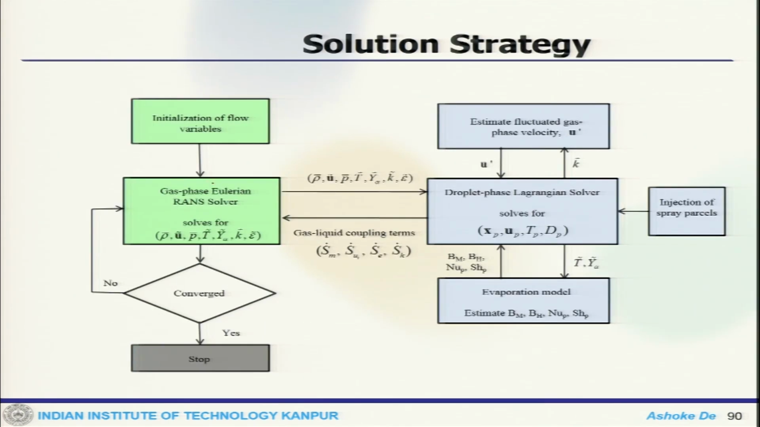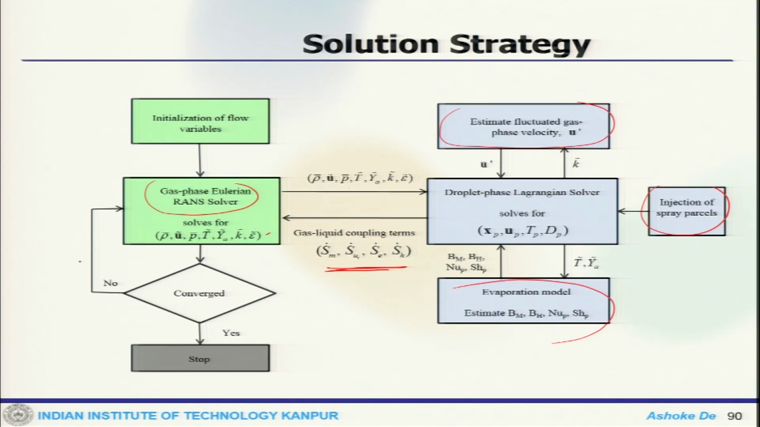How do these things work? So, we initialize the flow, we solve the gas phase, then this information of the mean field is passed to the second phase, where we use the evaporation model. Using the mean field, the evaporation model comes back, we use our injection of the spray, then estimate the fluctuating velocity and finally get back u prime, and then finally the gas liquid coupling source term goes back here and it solves again.